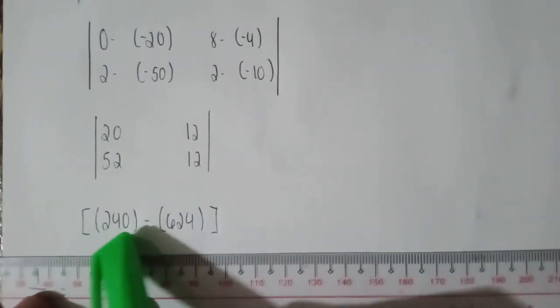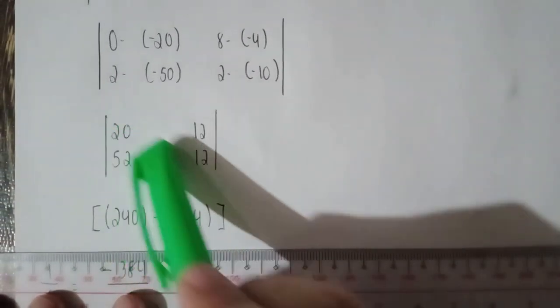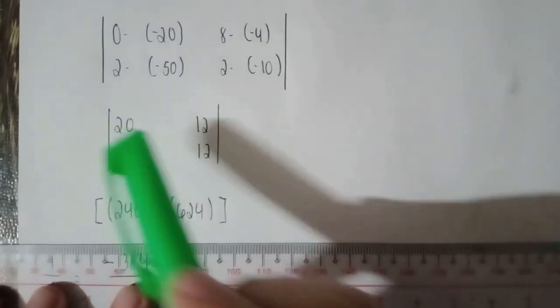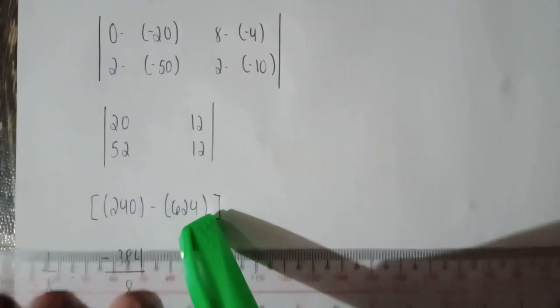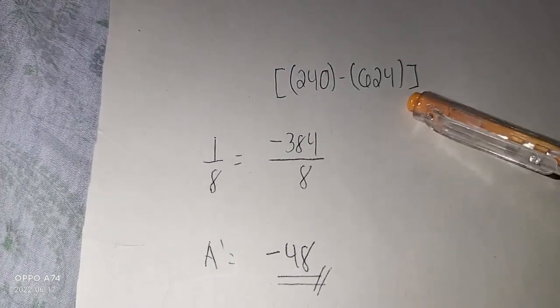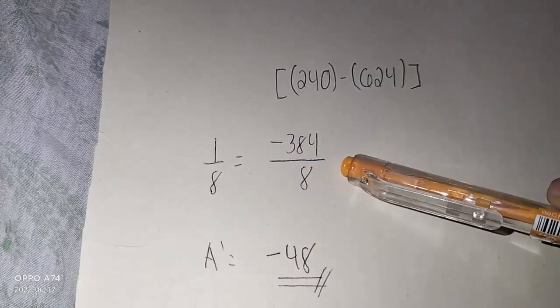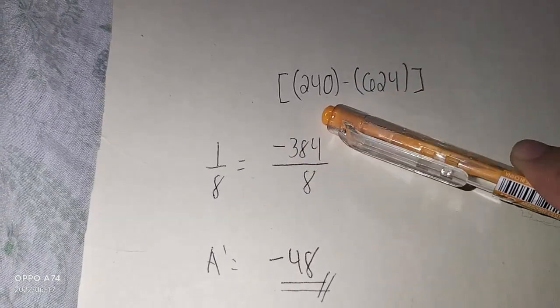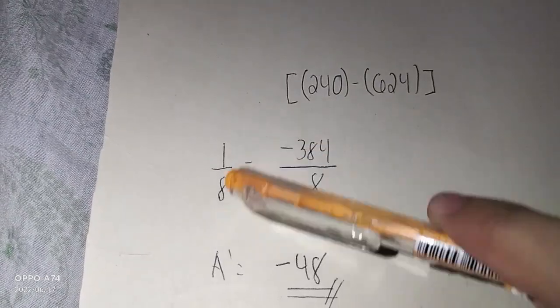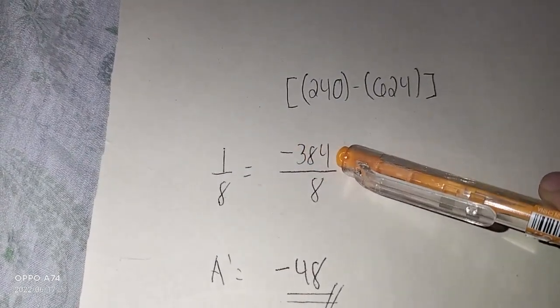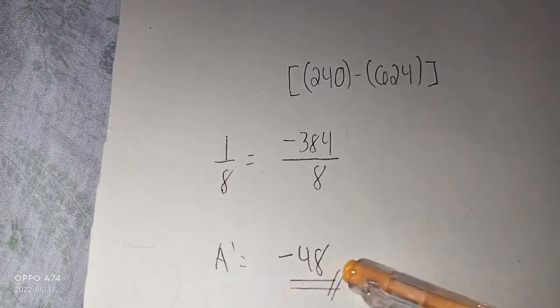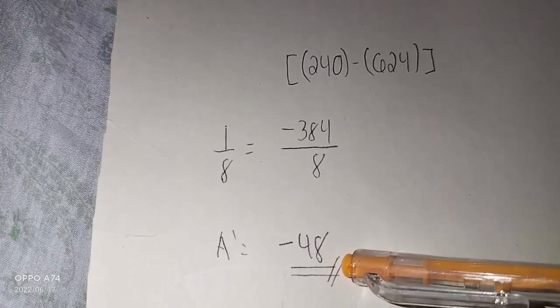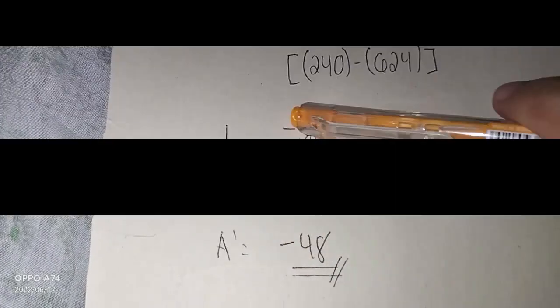Next is 240 minus 624, so we can apply the cross multiplication. 20 times 12 is 240, 52 times 12 is 624. Next, 240 minus 624 is equal to negative 384 because 624 is bigger than 240. Next, 1 over 8 equals negative 384 over 8. You cancel 8. Therefore, 8 sub 1 equals negative 48. So, the determinant will be negative 48.